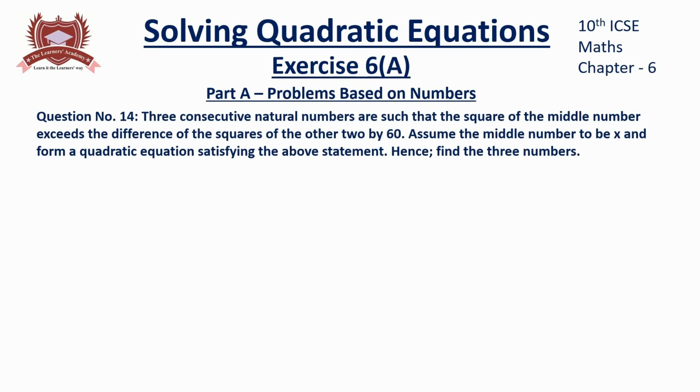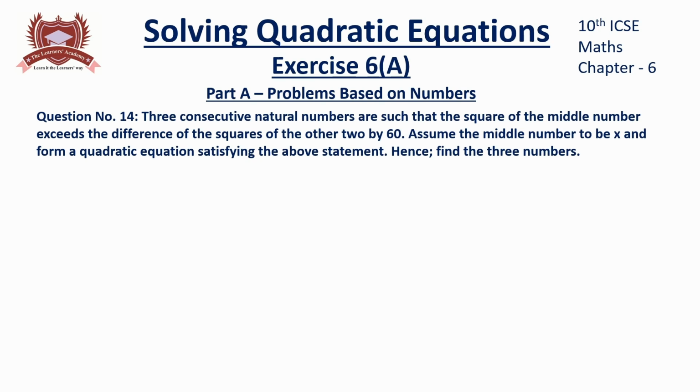This is question number 14. Three consecutive natural numbers are such that the square of the middle number exceeds the difference of the squares of the other two numbers by 60. Assume the middle number to be x and form a quadratic equation satisfying the above statement. Hence find the three numbers.